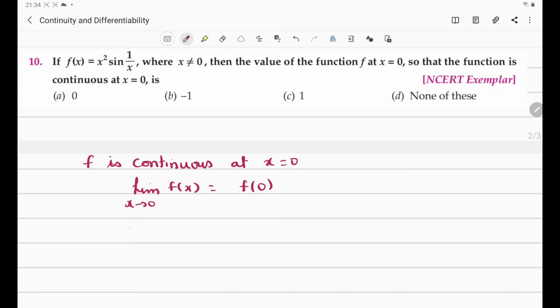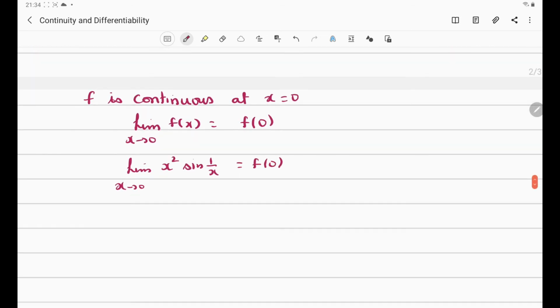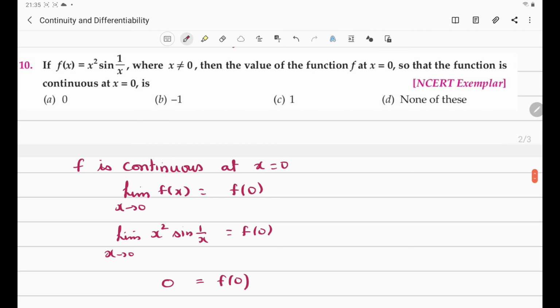So, here let us write limit x tends to 0, x square into sin 1 by x, that should be equal to f of 0. As limit x tends to 0, sin 1 by x toggles between minus 1 to 1, but that multiplied by 0 gives you 0 because x is tending to 0. So, x square tends to 0 into the value in between minus 1 to 1 gives us 0. So, f of 0 should be equal to 0. So, the right option is option A.